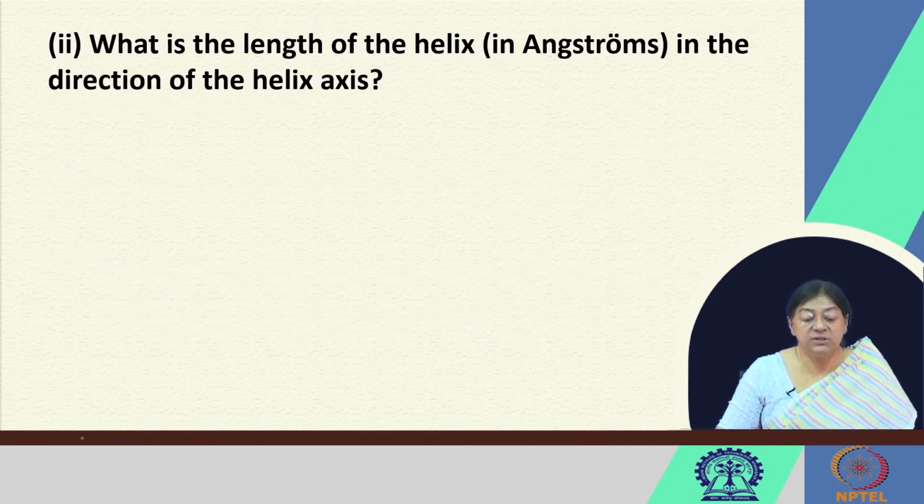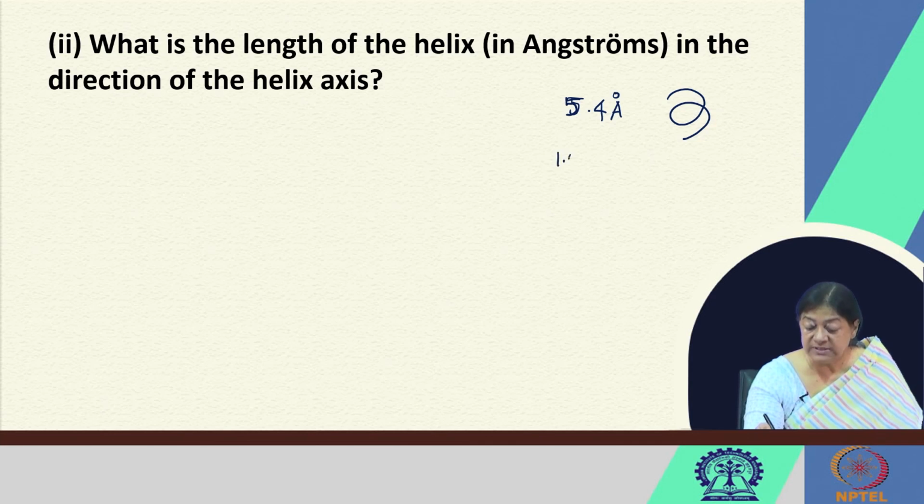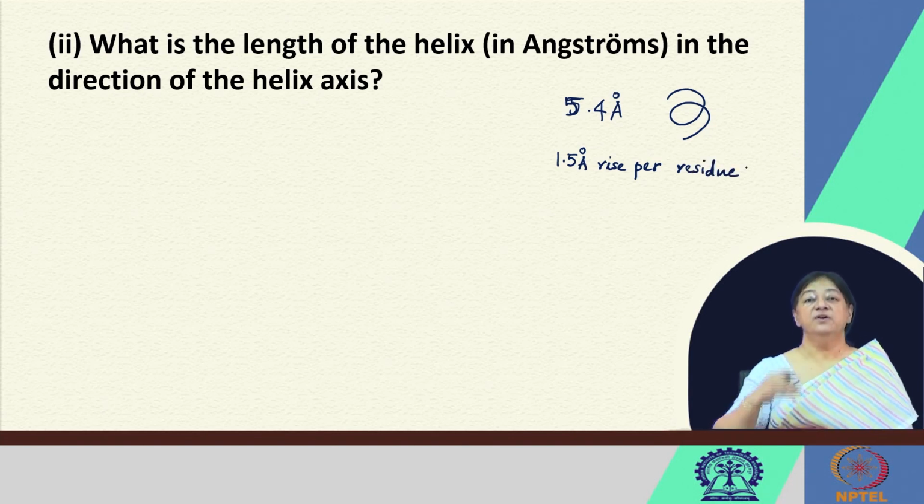Our next question is what is the length of the helix in angstroms in the direction of the helix axis? Now, we have to know what information we know about this axis or in general for all alpha helices. What we do know is that there is 5.4 angstroms as a pitch. What do we mean by the pitch? We mean by a complete turn that is going to give us a length of 5.4 angstroms. Another information we know is there is going to be 1.5 angstroms rise per residue. What do we mean by this? Depending upon the specific residues, there is going to be 1.5 angstrom rise per residue.